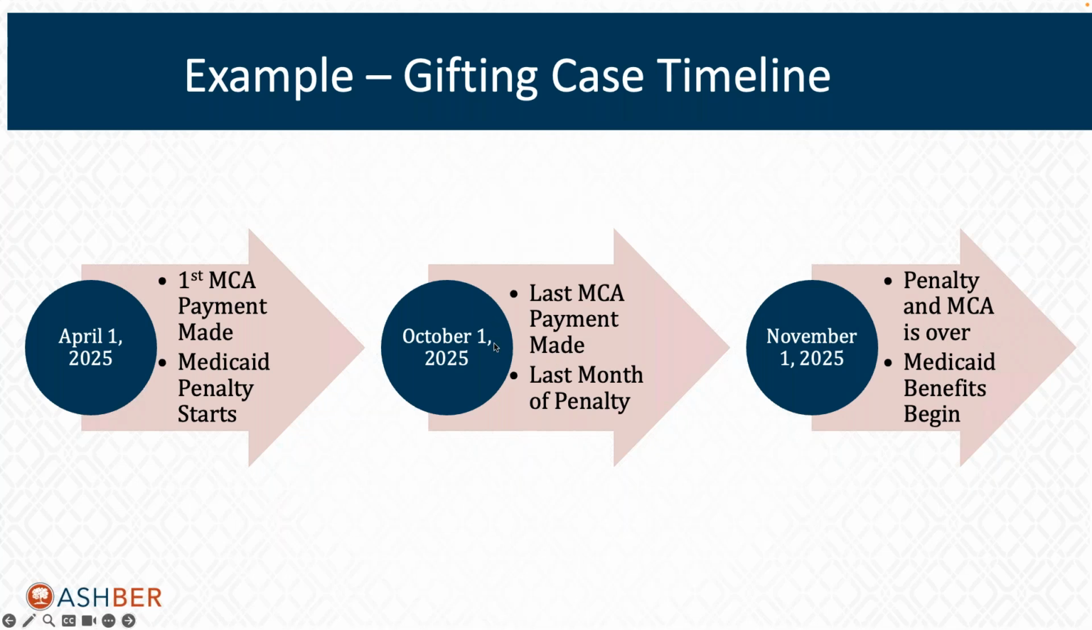When you get to the month of October, this is month 7 of the penalty, and this is where the last annuity payment is going to be made. So when we get to November, month 8, the penalty and the annuity are over. There are no more annuity payments and no more penalties. So Medicaid benefits should begin on November 1st. And that's basically how the annuity works in a gift and annuity plan, or a single person case plan.